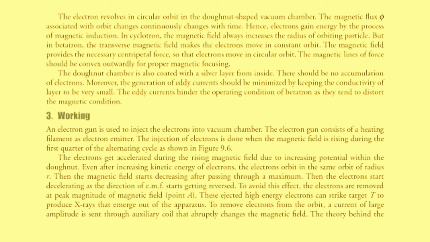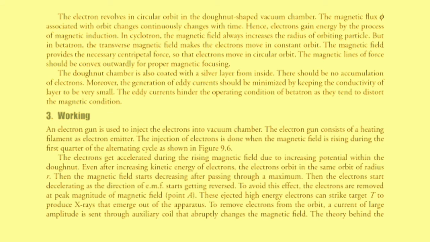The eddy currents hinder the operating conditions of the Betatron, as they tend to distort the magnetic condition, and for this reason the generation of eddy current has to be minimized. Okay, so now with this we are done with the construction of a Betatron. Now we will look upon its working.